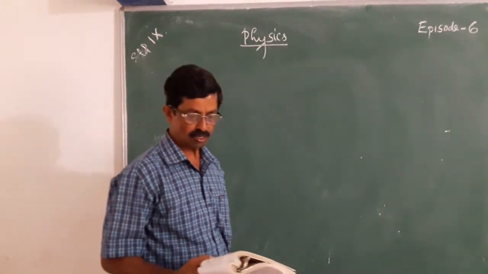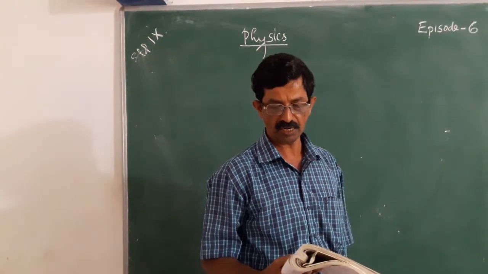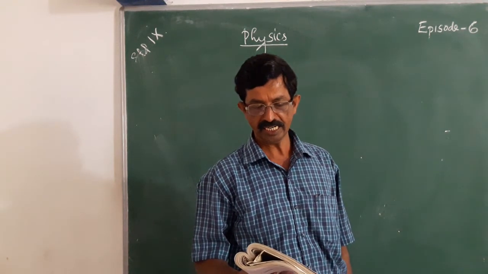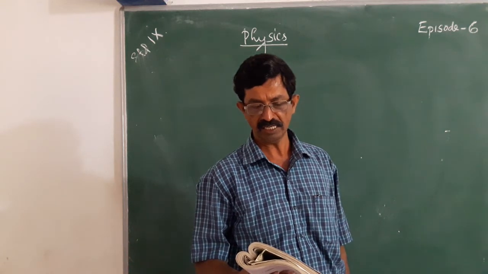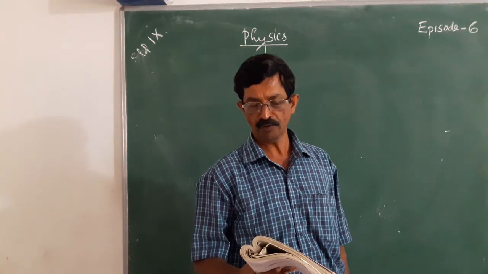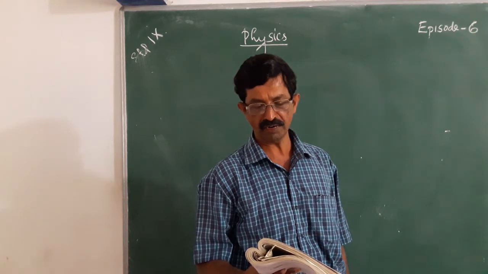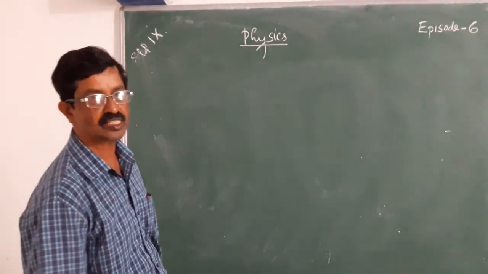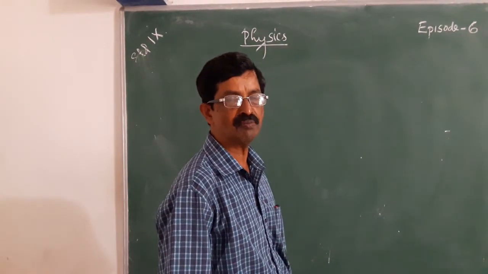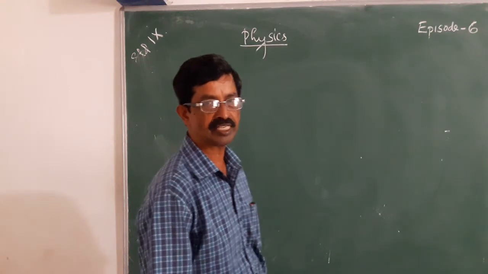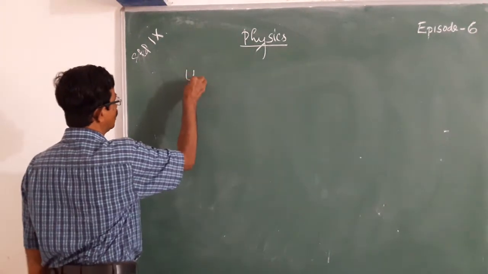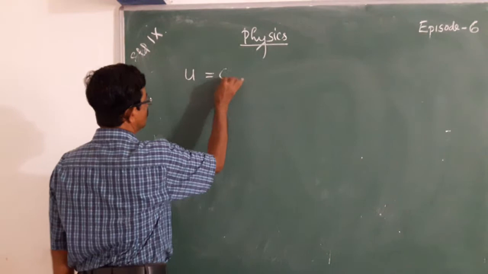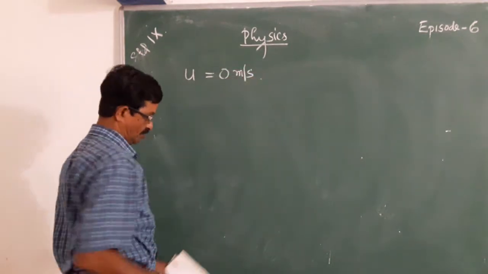Question number 4. A motorboat starting from rest on a lake accelerates in a straight line at a constant rate of 3 meters per second square for 8 seconds. How far does the boat travel during this time? A motorboat starting from rest. Then what will be its initial velocity? U is equal to how much? It will be 0 meter per second.